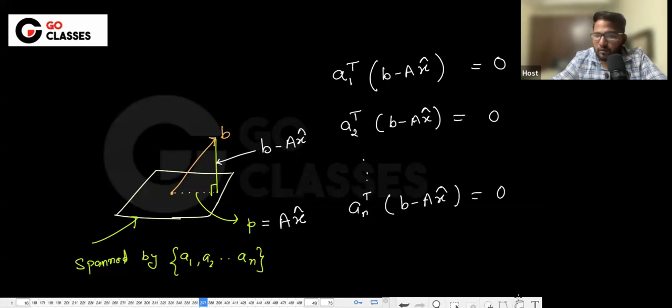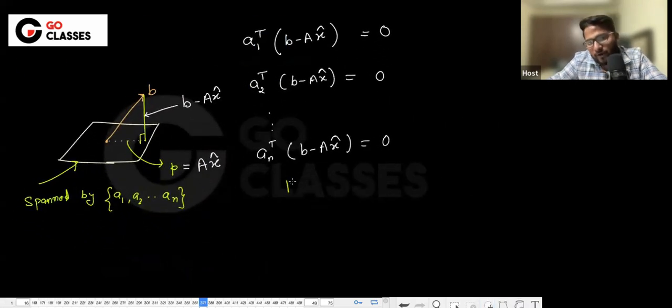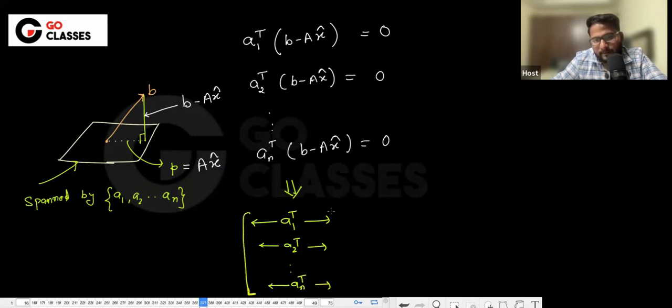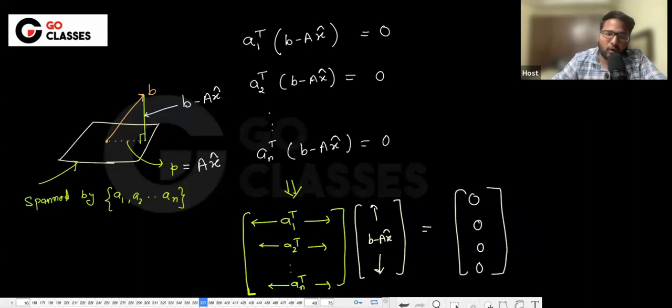Now, if that is the case, you can write all of this in the compact form. These are the vectors, and this is just one vector, which is b minus A x cap. You multiply this by this, it will be a scalar 0, again 0, again 0, like that. So you have actually made it in the compact form.